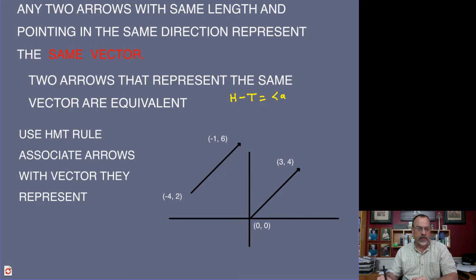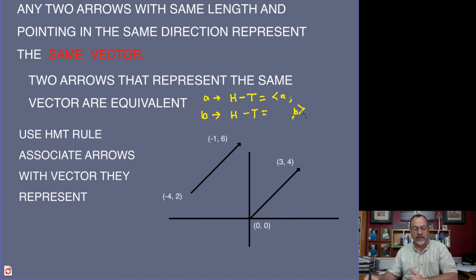Okay, so head minus tail. The head A minus the tail A will give you the vector component A. And if you do the same thing for the B component, the head minus tail will give you the B component. In doing so, you'll have the vector and its components in standard form.